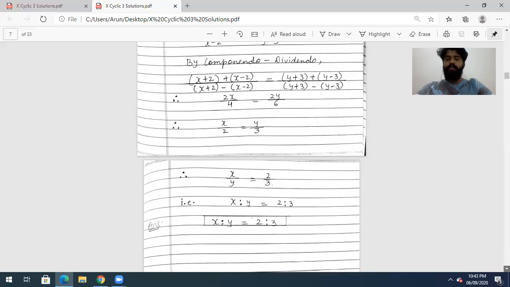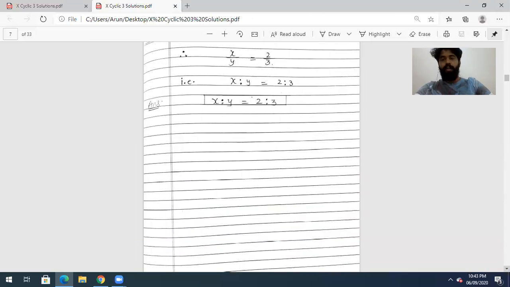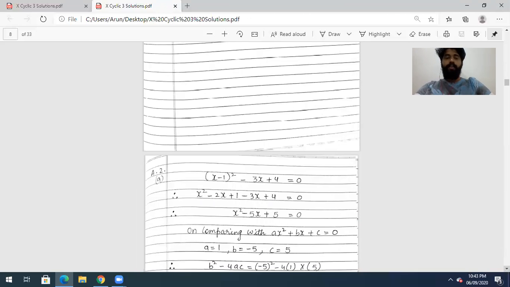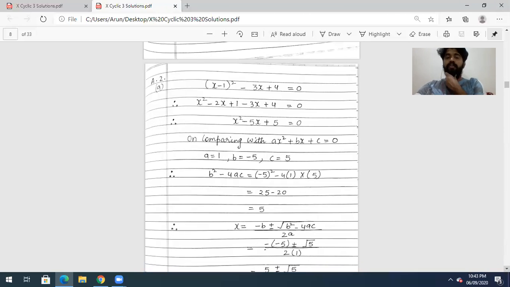I hope you've understood all the three questions of question 1. Now moving on to question 2. You have to solve this question using formula method. X minus 1 the whole square minus 3x plus 4 is equal to 0.